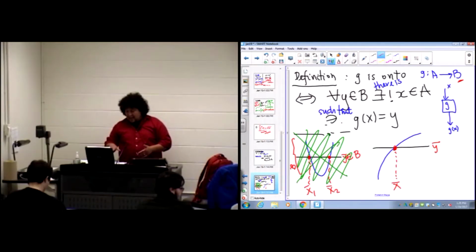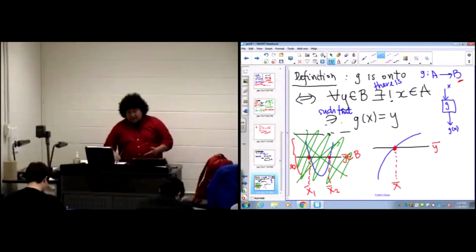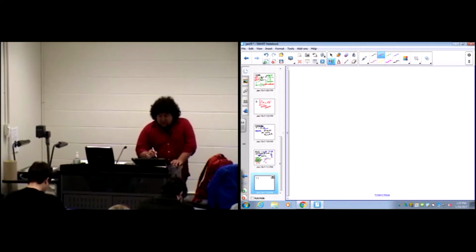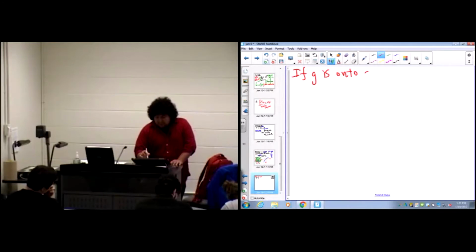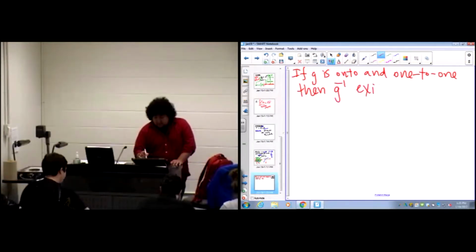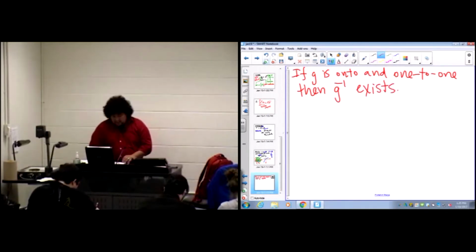So this is sometimes referred to as the horizontal line test for determining if the graph of a function tells you that the function is onto or not. Now, what I want to say is that if G is onto and one-to-one, then the inverse of G exists. So we're going to say that that function is invertible if it is both one-to-one and onto.